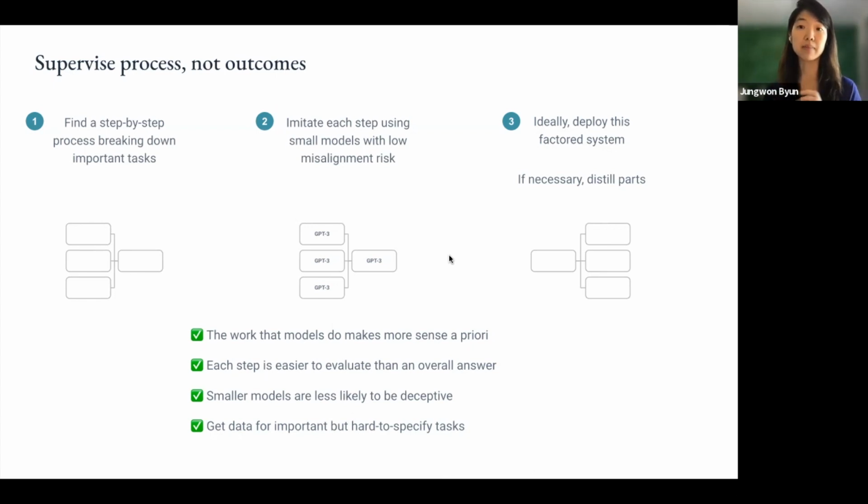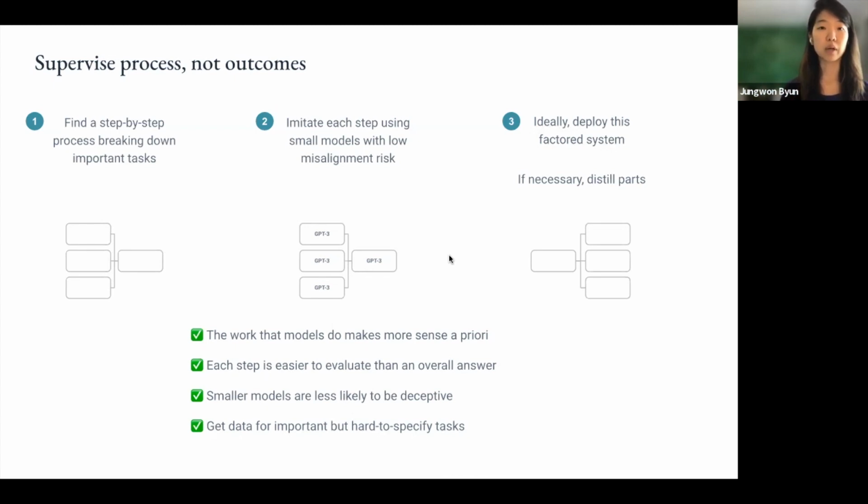And you really want to keep that evaluation small so that you can scale up human supervision even as the work that models do gets more complex. Third, you can use smaller models that are less likely to be deceptive or have situational awareness. And lastly, if this works, you can get data for important but hard to specify tasks.